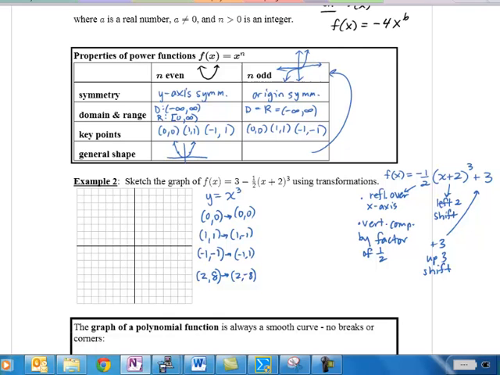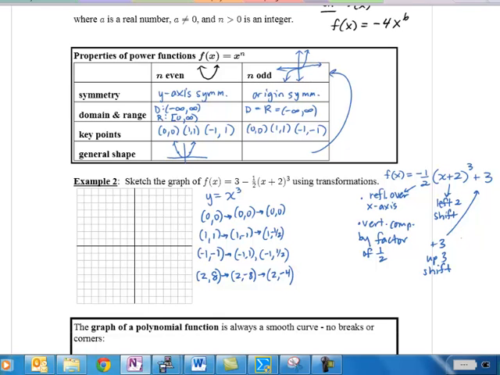Then we want to do our compression vertically by a factor of a half. So (0, 0), (1, -1/2), (-1, 1/2), and (2, -4).